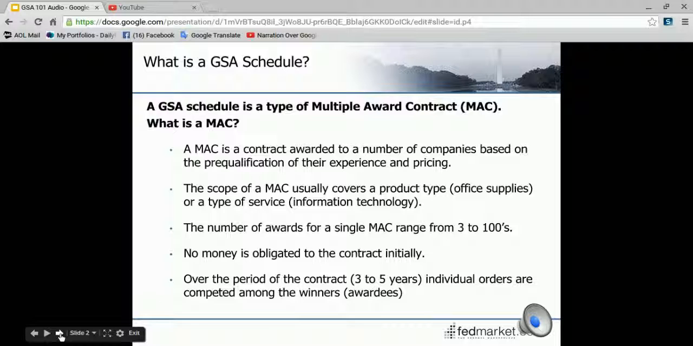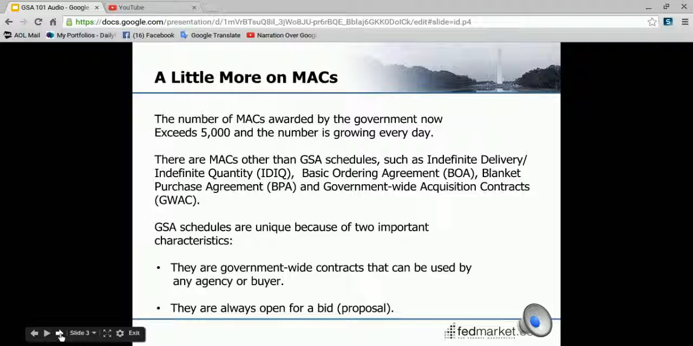No money is obligated to the contract initially. Over the period of the contract, which is generally 3 to 5 years, individual orders are competed among the winners. The number of MACs awarded by the government now exceeds 5,000, and the number is growing every day. There are MACs other than GSA schedules, such as indefinite delivery, indefinite quantity, IDIQs, basic ordering agreements, BOAs, blanket purchase agreement, BPAs, and government-wide acquisition contracts, GWACs for short.